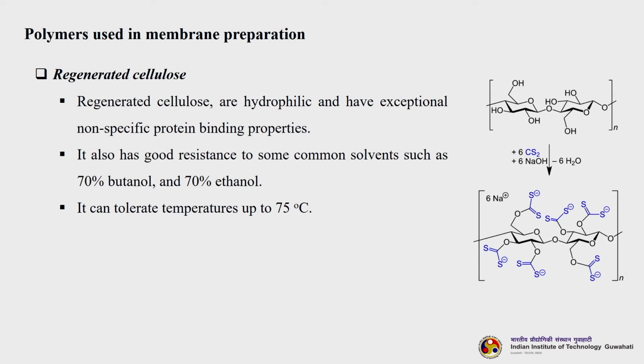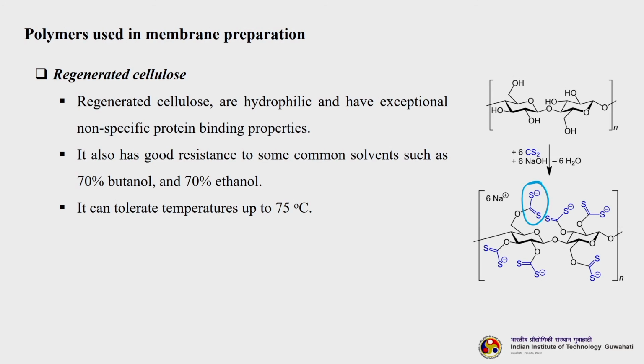So, you can see the regenerated structures here. This is actually the structure of the cellulose, to which we are adding CH2, sodium hydroxide, and water is getting out of this reaction. Thereby we are imparting different types of sulfur groups here, to modify different properties of the cellulose. That is why it is called regenerated cellulose.